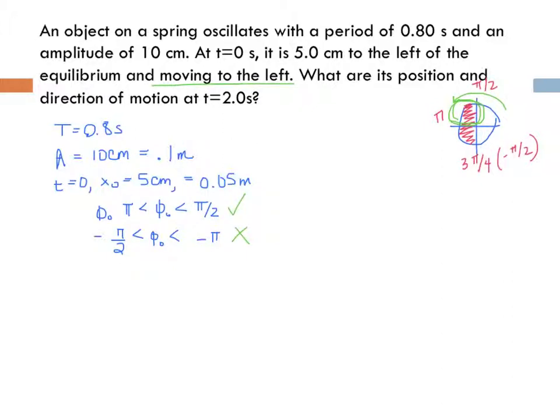So we can solve for phi naught using our given equation, which was x naught is equal to A cosine of phi naught. Again, this is true when t is equal to 0. I want to solve for phi naught, so we divide by A, and then take the inverse of cosine.